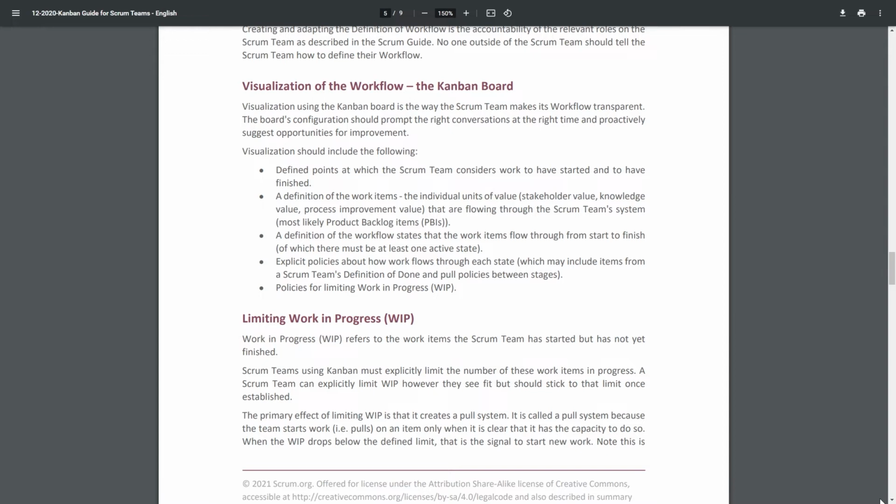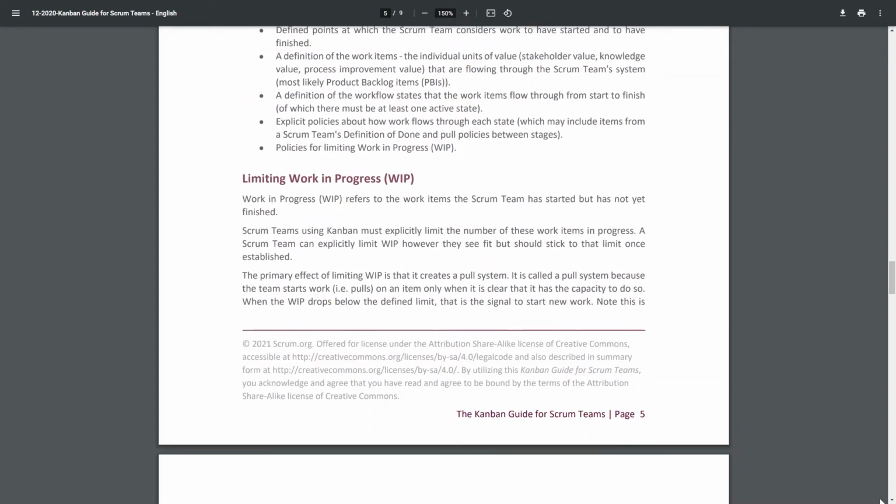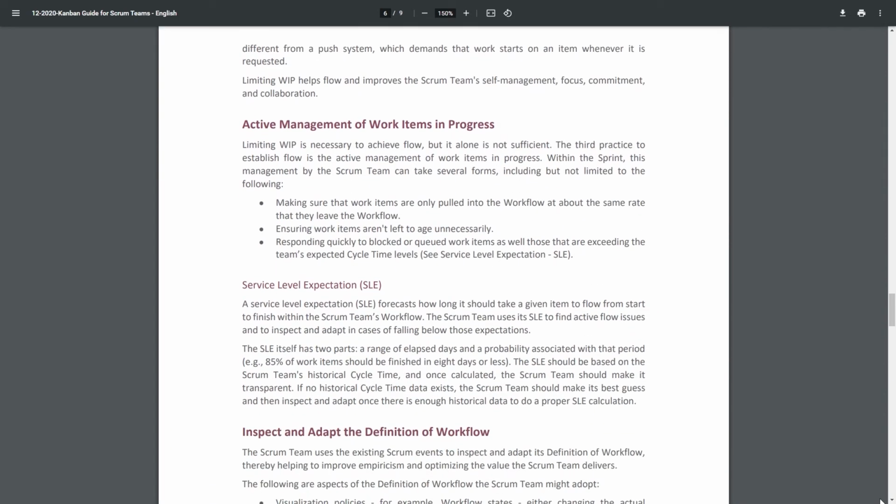The primary effect of limiting WIP is that it creates a pull system. It is called a pull system because the team starts work, i.e. pulls, on an item only when it's clear that it has the capacity to do so. When the WIP drops below the defined limit, that is the signal to start new work. Note, this is different from a push system, which demands that work starts on an item whenever it is requested. Limiting WIP helps flow and improves the Scrum team's self-management, focus, commitment, and collaboration.